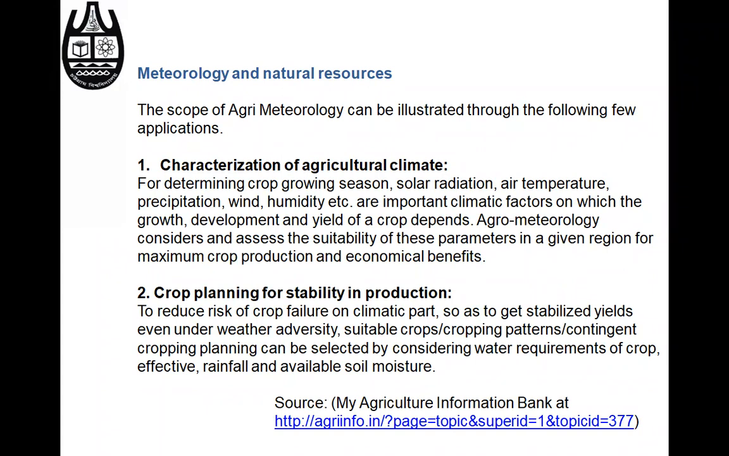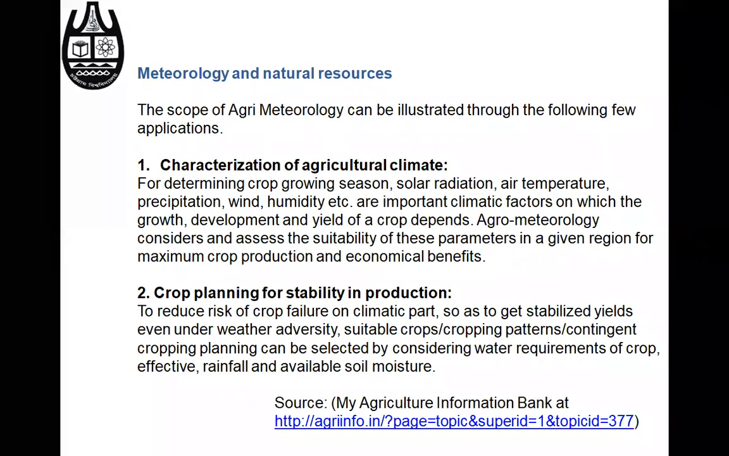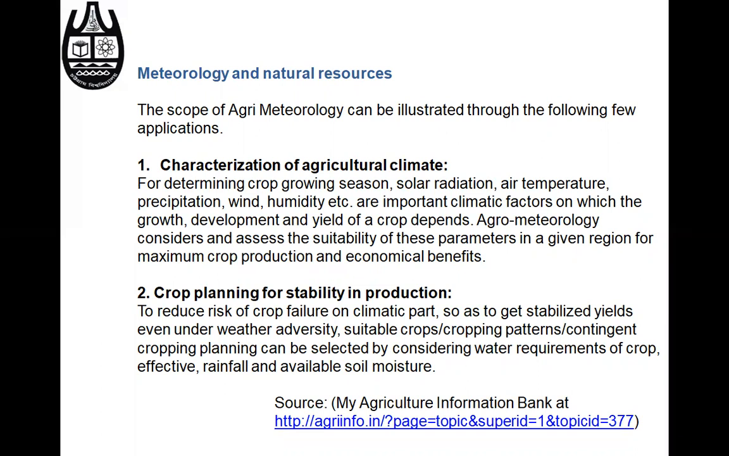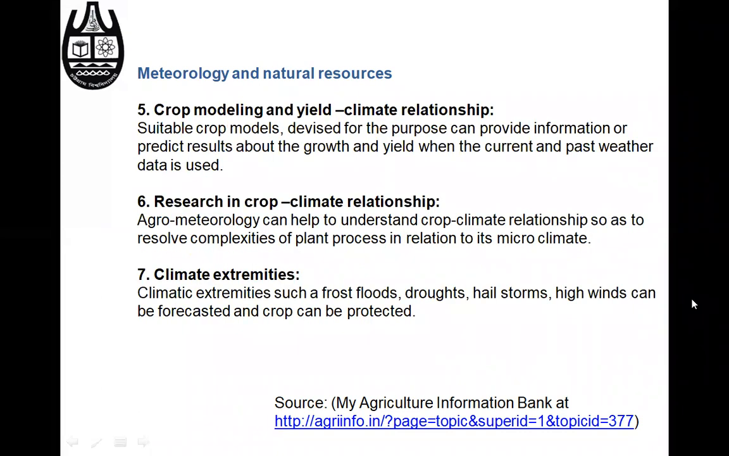So you need to plan your crops, and at that time you need this knowledge: which crops are more suitable in which season, in which areas, and what things are required. You need to plan very finely your cropping pattern. You need to think about a contingent cropping plan. That means if that does not happen, then what type of species can we consider at that time. So planning is very important, and this planning should depend on many factors. One of the important factors is meteorological attributes.